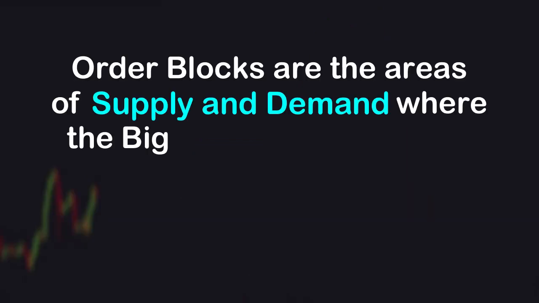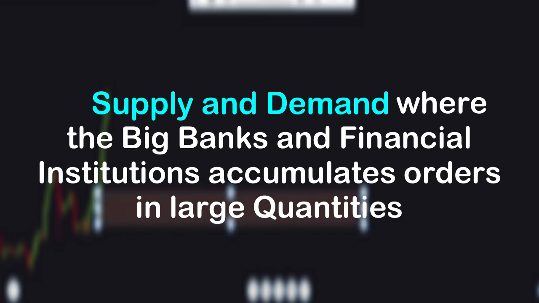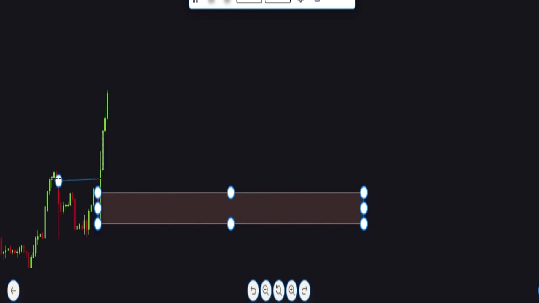The order blocks are the areas of supply and demand where the large market participants such as big banks and financial institutions accumulate orders in large quantities. And this results in big price movements. Basically, the order blocks form when there is an imbalance between sellers and buyers in the market. The purpose of forming an order block is to fulfill the big banks and institutions' unfulfilled orders in the market, which is why the order blocks are important to us.